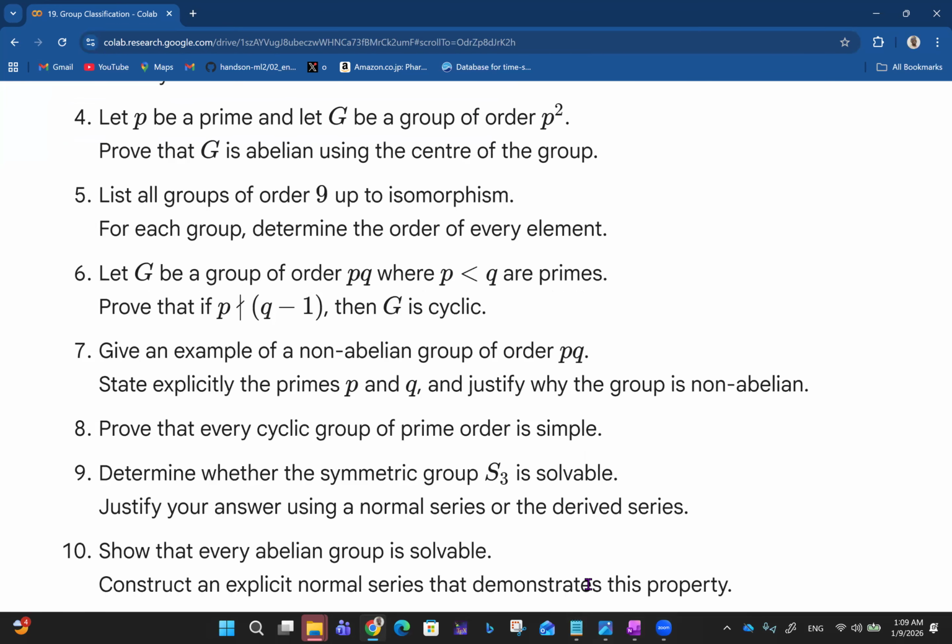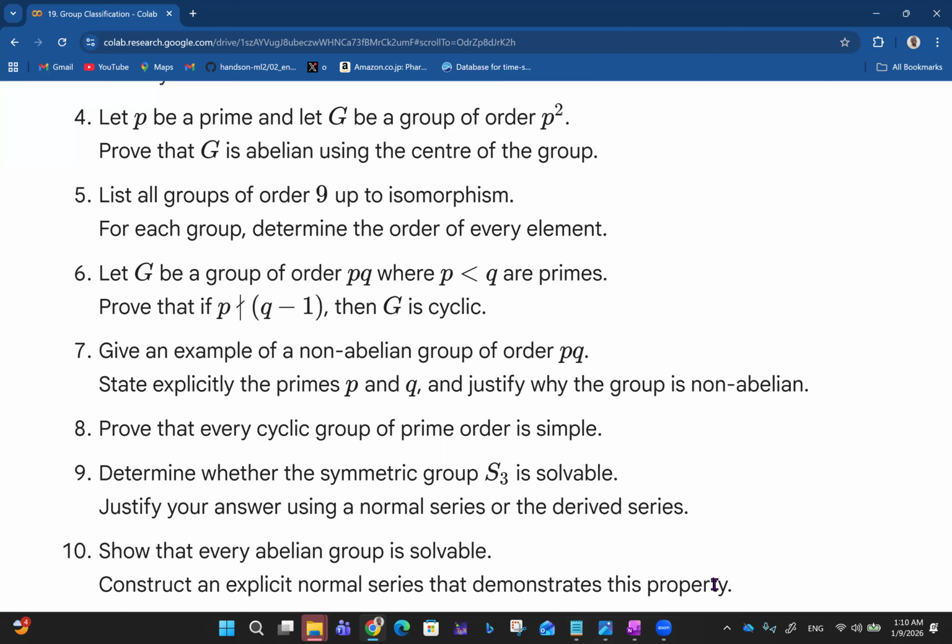So, for question 6, let G be a group of order pq, where p is less than q are primes. Prove that if p does not divide q minus 1, then G is cyclic. We did something like that in the notes. Then question 7: ensure that every abelian group is solvable. Construct an explicit normal series that demonstrates this property, right? Okay, so we have all of that.